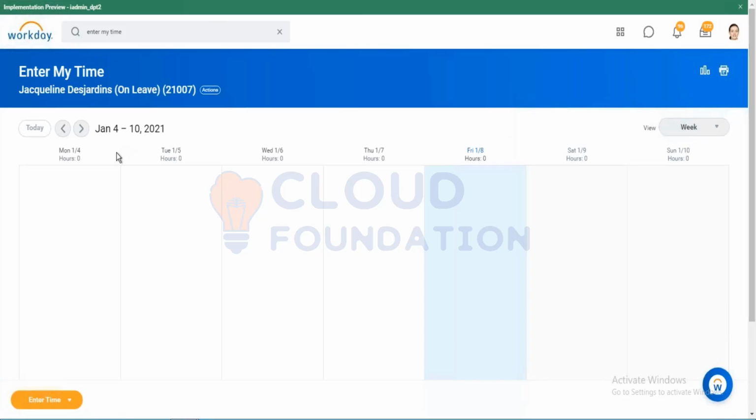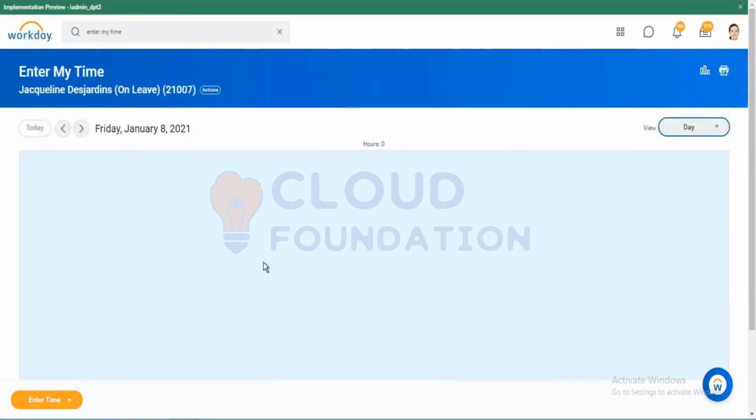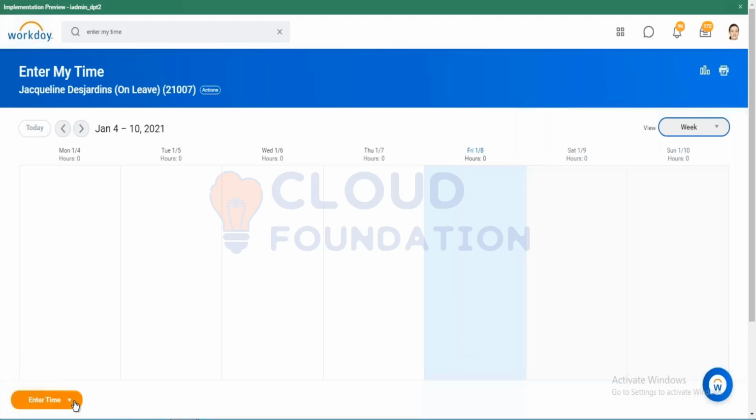What are the things that you can see over here? First thing, you see the view. View is by week. Generally, on a default setting, it is always by week, but you can make it by day also, so that on what day you did what, you can directly enter the time. Let's make it week again.